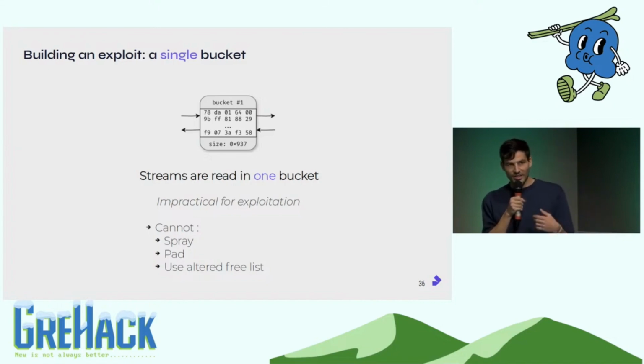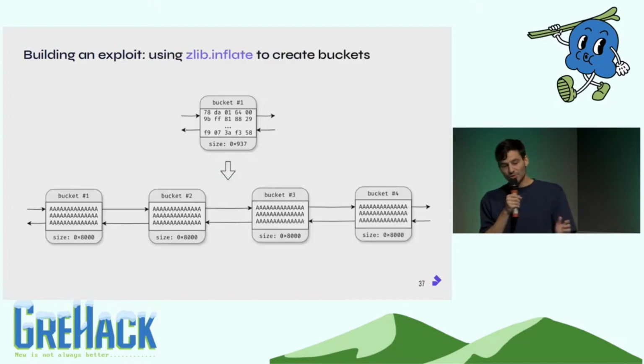So we need to find a way to create more buckets. The single way to do it is zlib.inflate, which will actually decompress the stream into several buckets. Obviously, what zlib.inflate does is decompress zlib compressed data. And the way it's implemented is that it will create a bucket with 8 pages and decompress into it. And if it's not big enough, instead of reallocating the bucket, it will create a new bucket to store the rest. And if it's not big enough, it creates a new one, etc. So what you get is lots of buckets, as many as you want, but they all have a really bad size of 8 pages, which is completely impractical for exploitation.